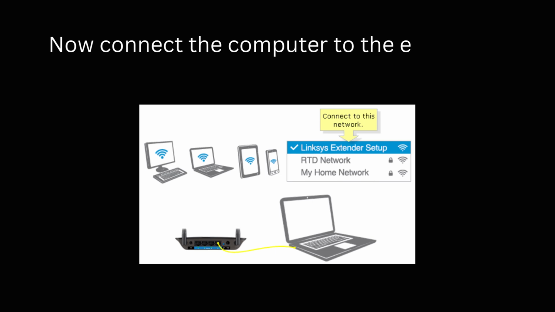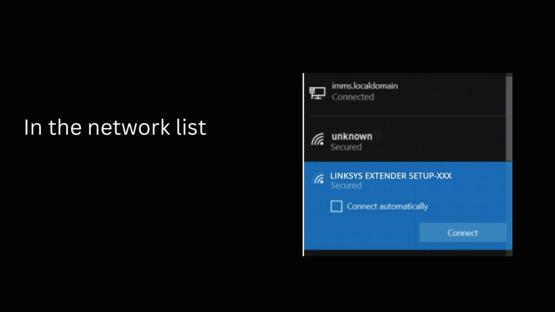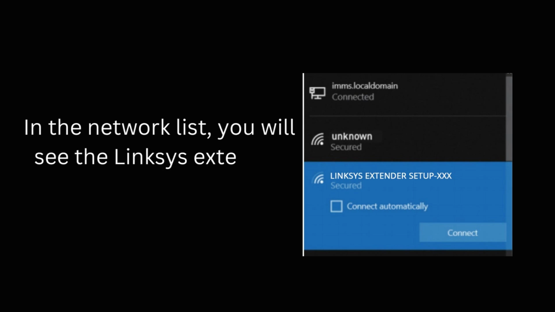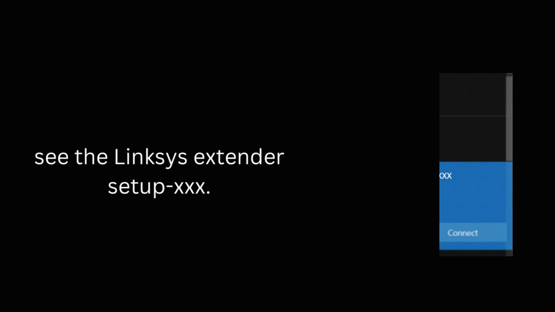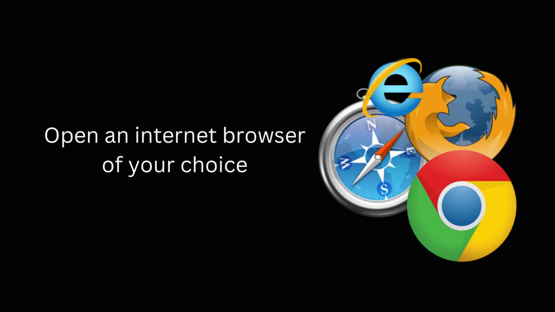Now connect the computer to the extender's Wi-Fi. In the network list, you will see the Linksys extender setup XXX. Connect to this SSID. Open an internet browser of your choice.